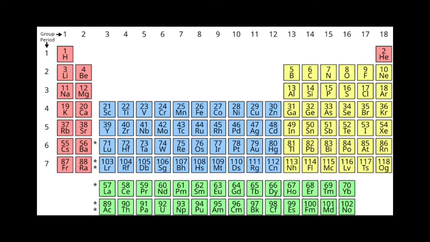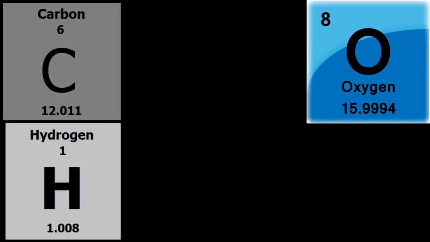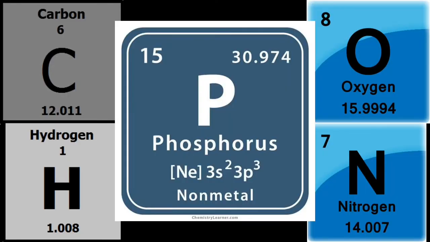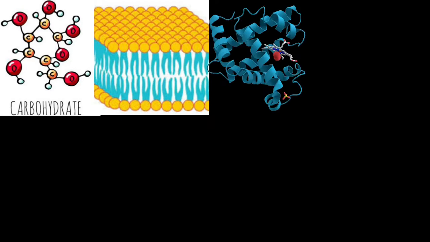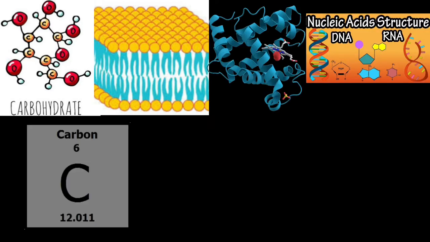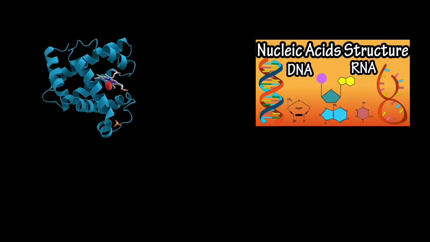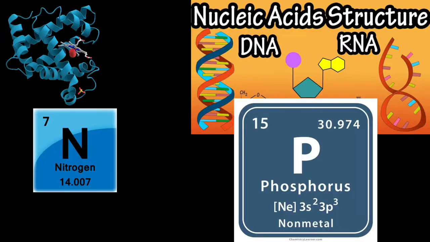Understanding the structure of biomolecules can help with predicting their properties and easily identifying them. The major elements of the biomolecules are carbon, hydrogen, oxygen, nitrogen, and phosphorus. The carbohydrates, lipids, proteins, and nucleic acids all have carbon, hydrogen, and oxygen. Proteins and nucleic acids are the only ones with nitrogen, and an extra phosphorus for nucleic acids only.